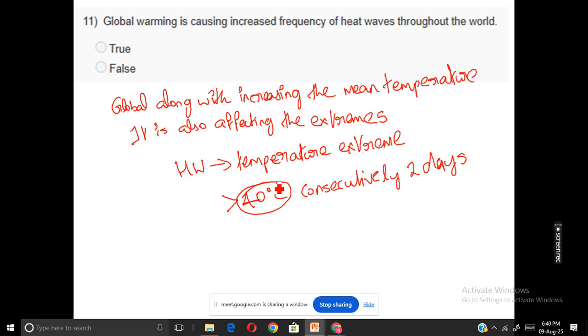So it is basically a period of unusually high temperature over a particular region. If there is a departure of 4 to 6 degrees Celsius from the normal mean temperature, a minimum of 4 to 6 degrees departure, then it is called a heat wave. So I think 40 degrees Celsius is for plains, and the coastal region has a bit lower threshold.